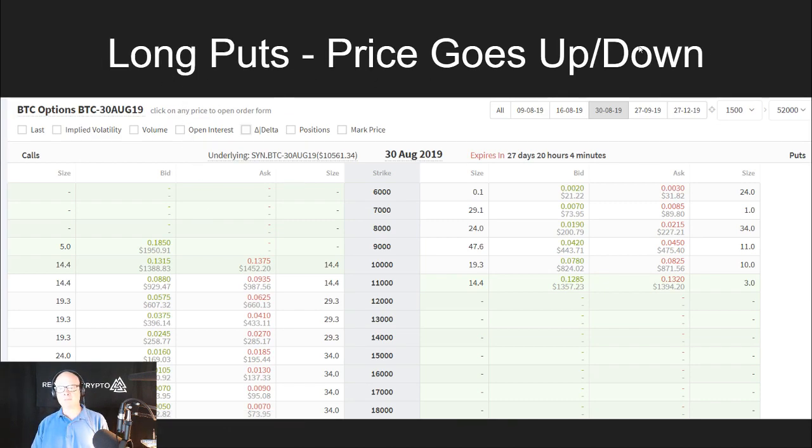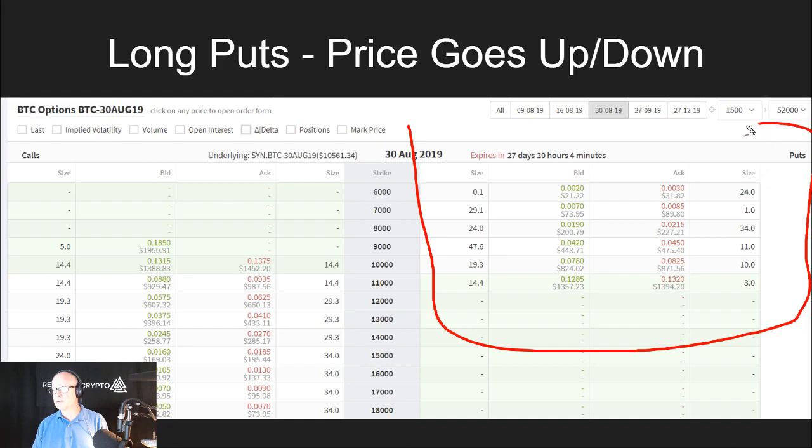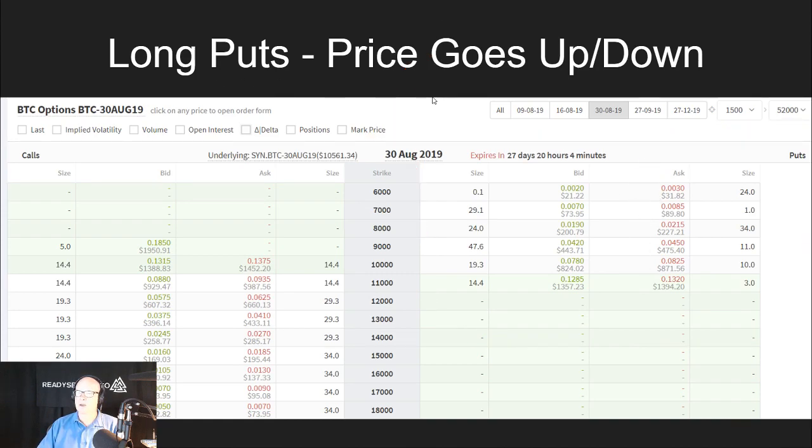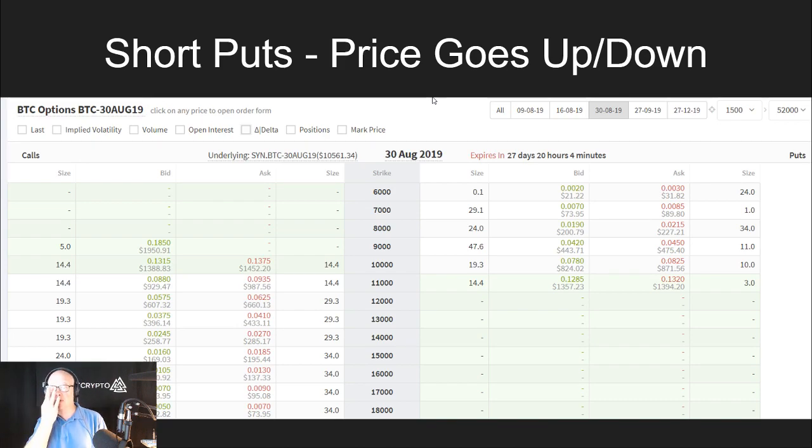Now, if we have long puts, we're going to focus on the right side of things. If we have long puts, we're going to be over here. Okay, so those are long puts. If the underlying price goes up, these long put values will go down. If the underlying price goes down, the put values go up. And then if we flip this around and go short puts, if the price goes up, then the put values will go down and our value of the position will go up.